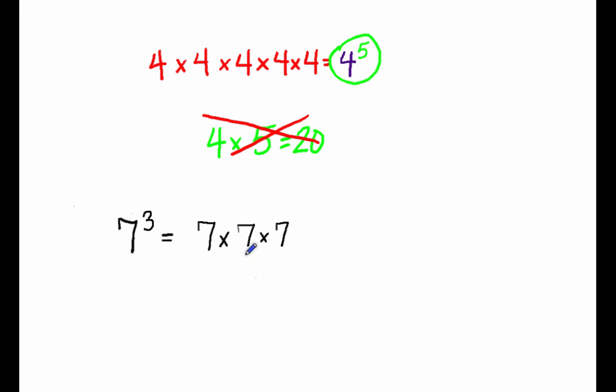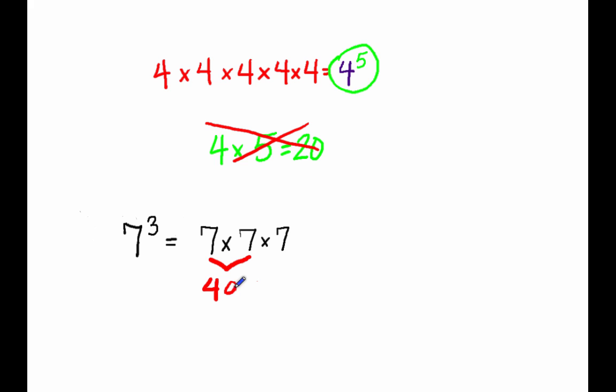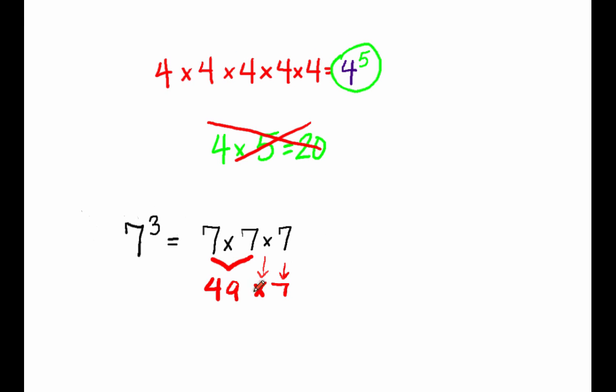So we actually have to do the math here. So now we need to figure out 7 times 7 is 49. Then we also have this last multiplication sign and 7 to bring down. Now we're going to do the math problem of 49 times 7 off to the side so we can find the value of the expression. 49 times 7. 9 times 7 is 63, so we leave the 3 and regroup the 6. 7 times 4 is 28, and then 28 plus 6 is 34.